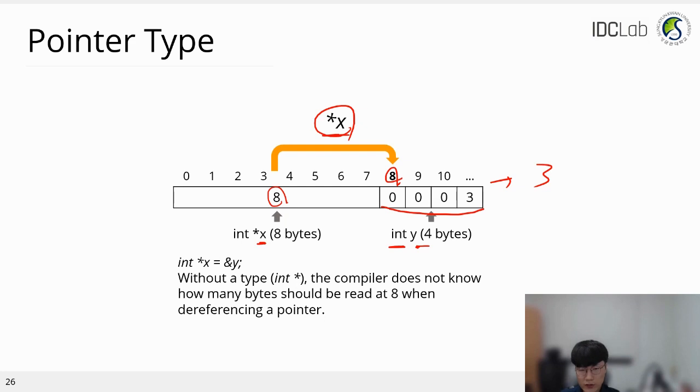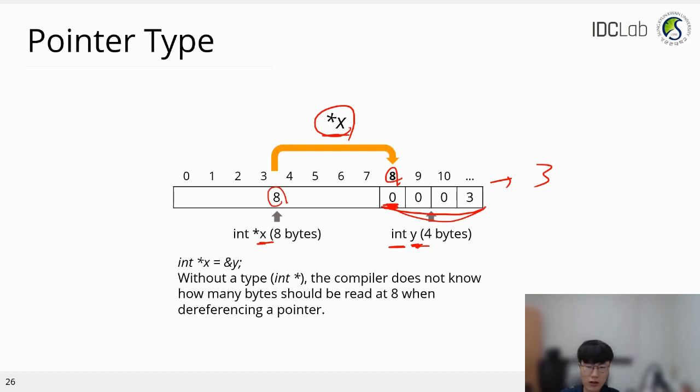For example, if x points to a 1 byte variable, then the value should be draw, right? Draw is stored in the memory address 8. But if it points to a 4 byte variable, like in this example, y, then we should read 4 bytes together. And the result will be different. So in the second case, the result will be 3, not draw.